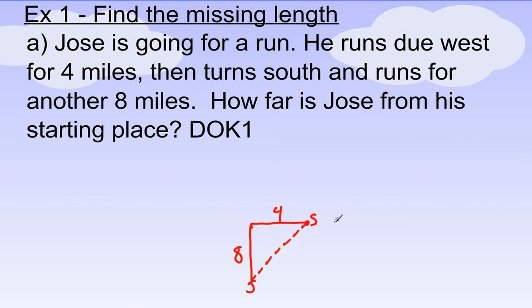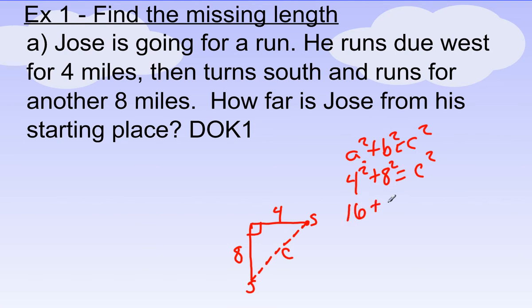Now, if you did exactly what I did, and you drew the picture as we were reading the problem, this is a very simple problem. It's a right triangle. I know two legs, the 4 and the 8. I do not know the hypotenuse, c. So when I set up my Pythagorean theorem, a squared plus b squared equals c squared, I get 4 squared plus 8 squared equals c squared. 4 squared is 16. 8 squared is 64. 16 plus 64 is 80.